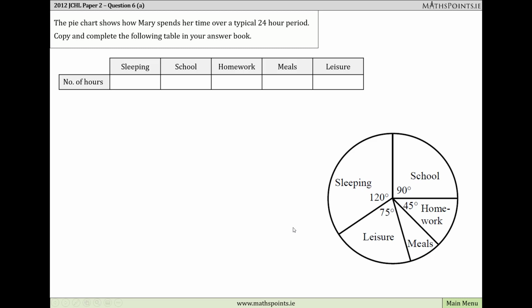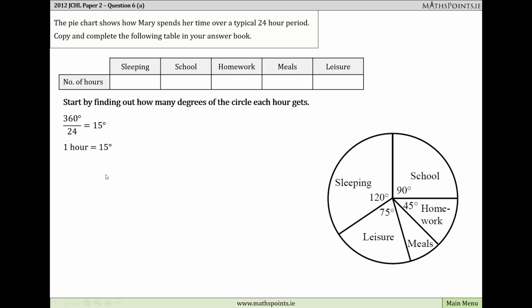So what we have to do is figure out how many hours Mary spends on each of these activities. The first thing we're going to do in this pie chart is divide 360 degrees, the total amount of degrees in a circle, by 24, the amount of hours in a day. This will tell us how many degrees 1 hour of activity gets. And we see that 1 hour of a day gets 15 degrees of the circle.